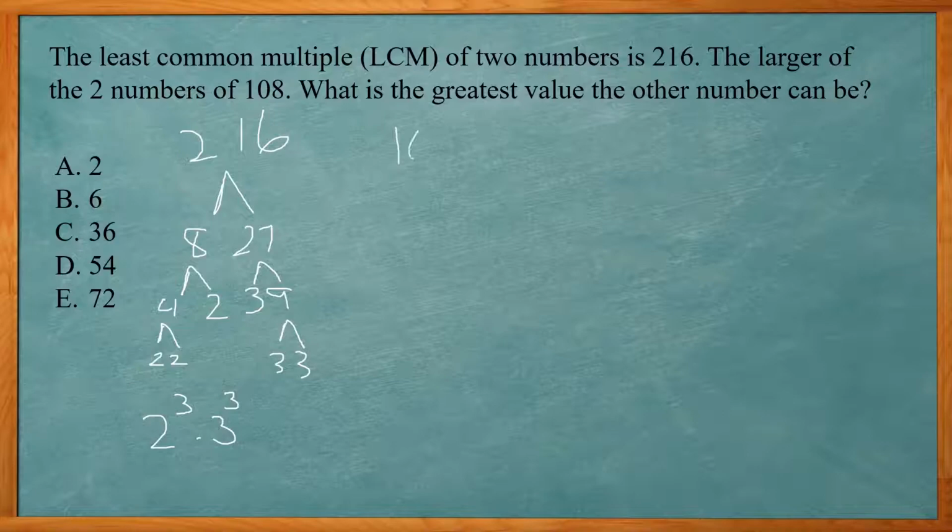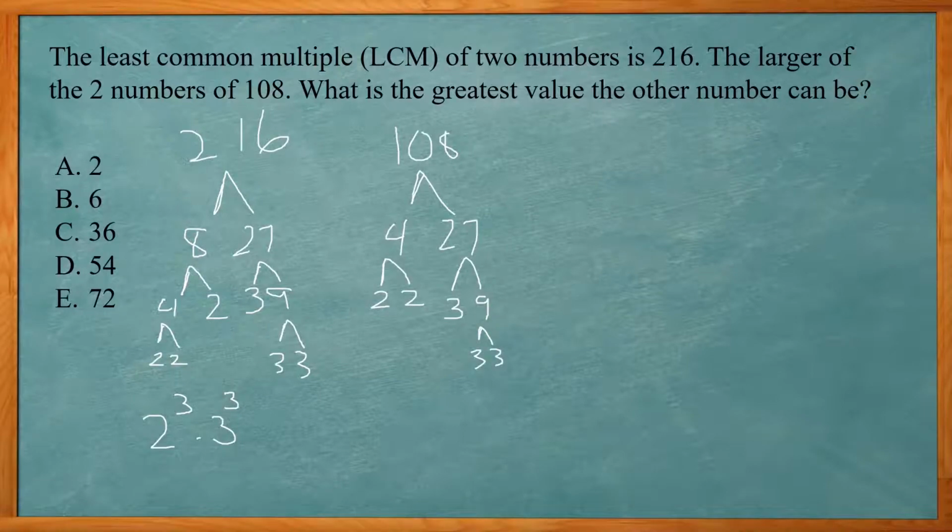If I look at 108, that is 4 times 27. 4 becomes 2 times 2, 27 is 3 and 9, and 9 is 3 and 3. So that's 2 to the second power times 3 to the third power.